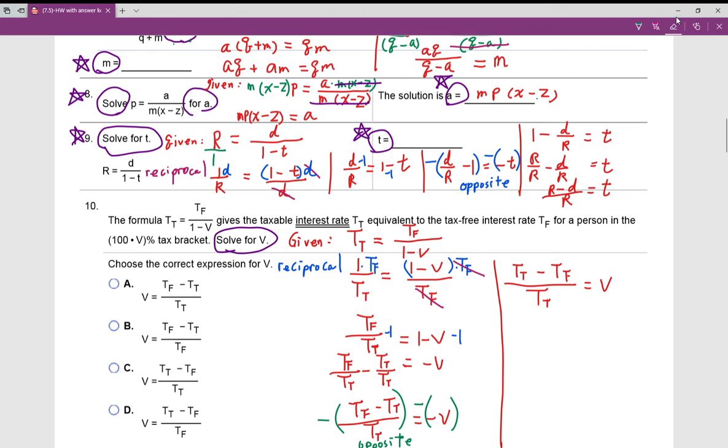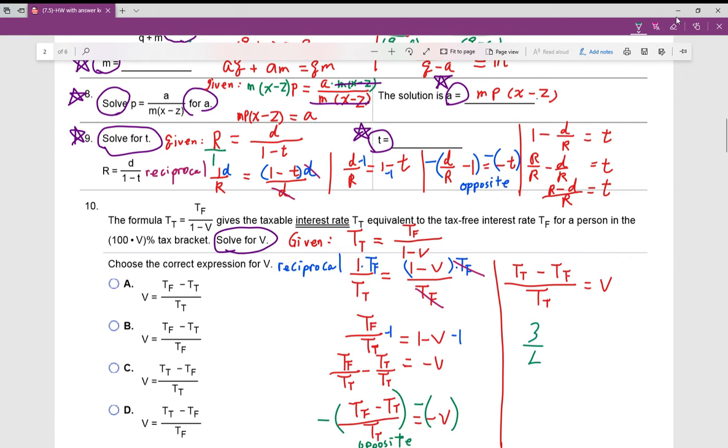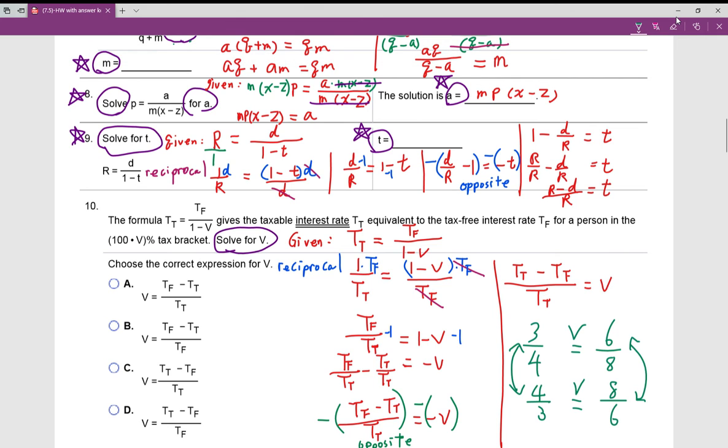And number 10, same thing. You can make a reciprocal. So for example, if you have 3/4 equal to 6 over 8, that's true, right? And if I make a reciprocal, 4 over 3, do you believe it equals 8 over 6? If you make a reciprocal on the left hand side, you need to make a reciprocal on the right hand side at the same time. Then the equal sign still stays equal. So you are allowed to do that.